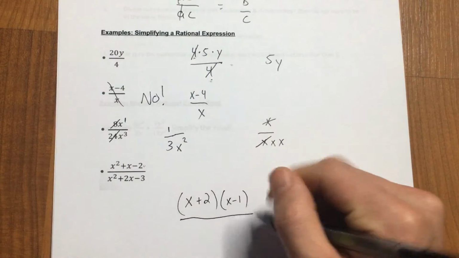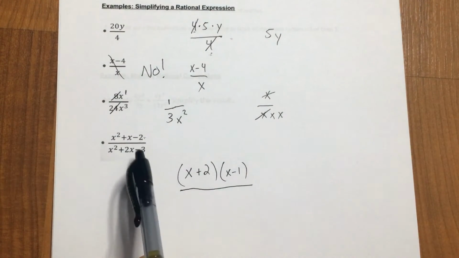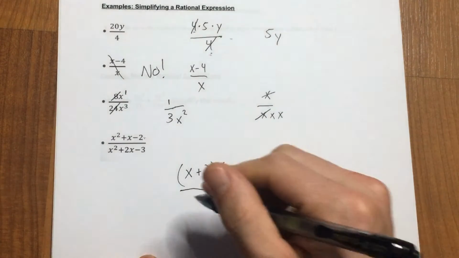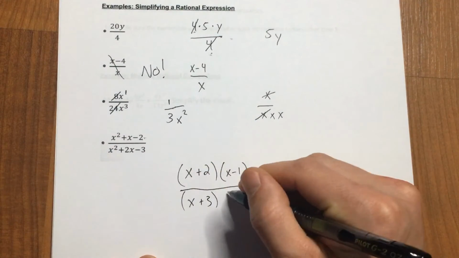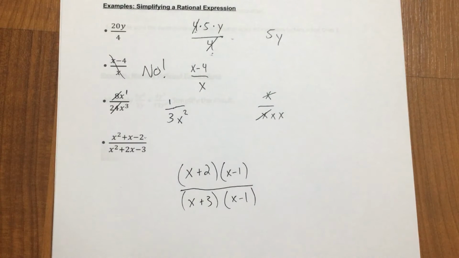This is my numerator in factored form. My denominator in factored form, something that multiplies to negative 3 and adds to 2, would be positive 3 and negative 1. That's my numerator and my denominator in factored form.